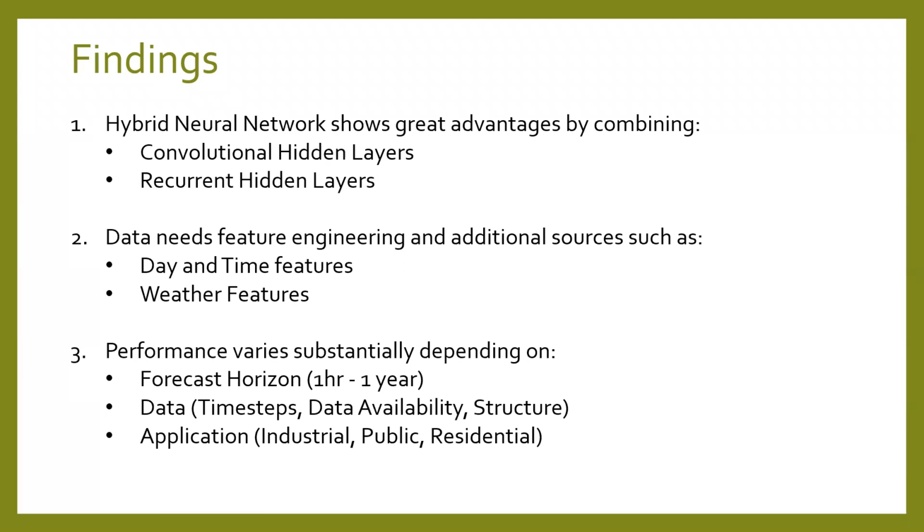So just to sum up these findings, you have these convolutional and recurrent hidden layers in the hybrid model, which show great advantages. Then the model needs some input other than the load forecast. You need some feature engineering, and you need some external data. And thirdly, you need to consider what you are actually forecasting, which time steps your data is made of, how it is structured, how much you have available, and which application you are forecasting on, because they show very different characteristics.